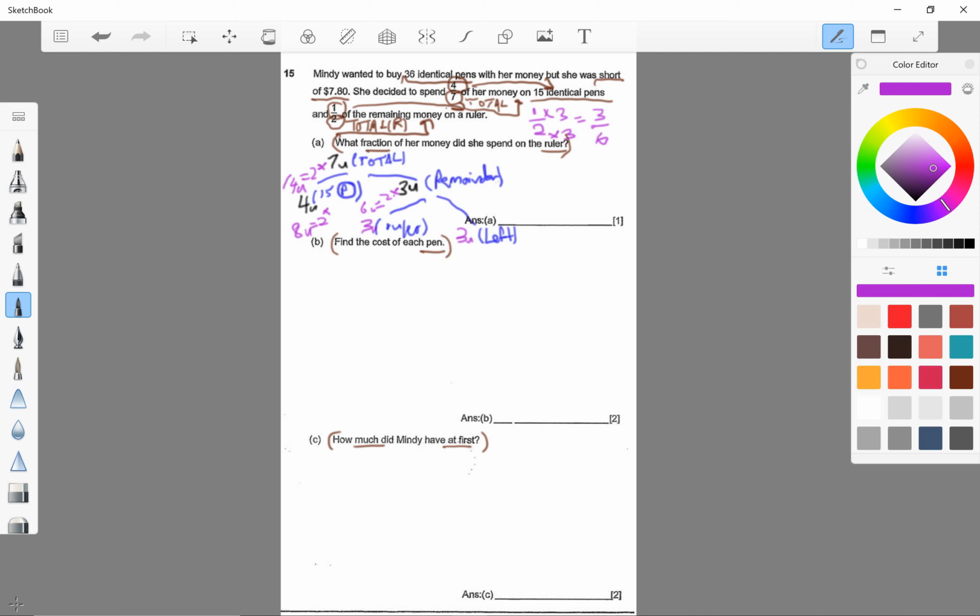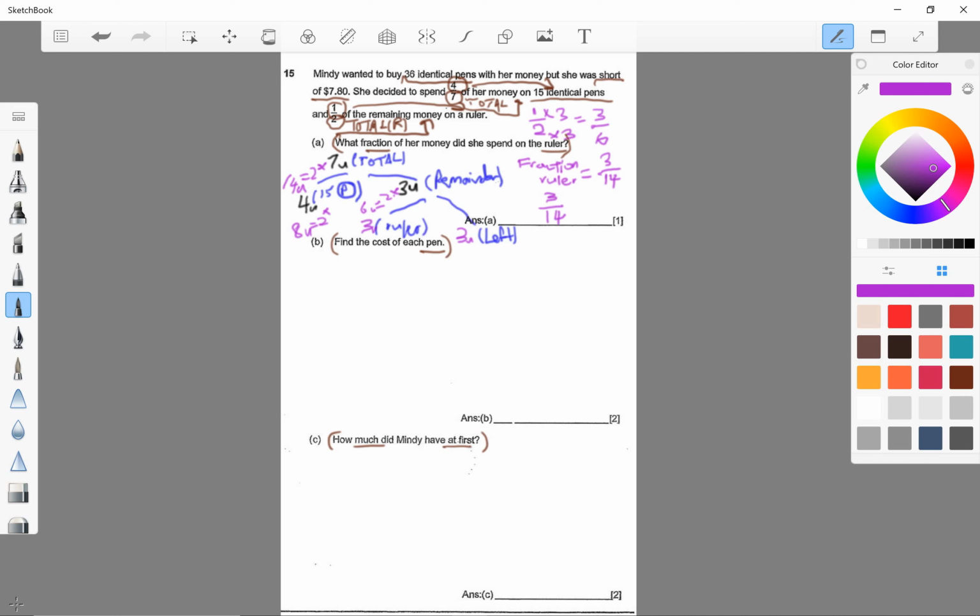So if they're asking us for fraction ruler, it must be ruler out of the total, since ruler is 3 units and the total is 14 units. So T for total, T for top. So what fraction of money did she spend on the ruler? She spent 3 out of 14. So we have secured the first 1 mark.